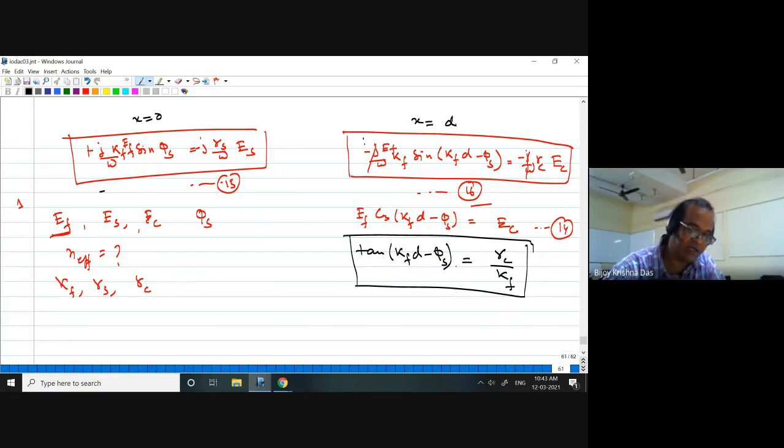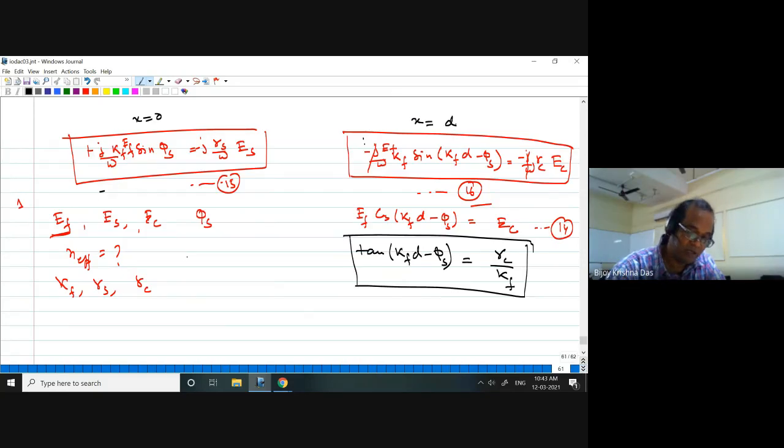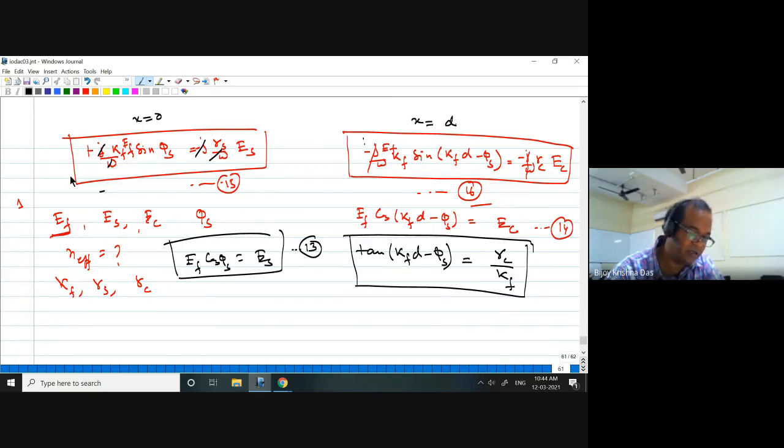And if I use 13 and 15, what is the 13 equation? 13 is EF cos phi S equal to ES. This is your equation 13. So here also you can find out, if you divide 13 and 15, 15 divided by 13, so what do you get? j by omega will be cancelled. So a minus sign will be there. Now one minus sign is coming here, right?